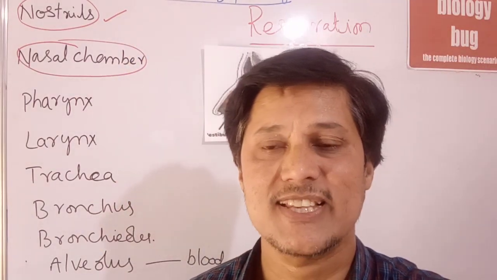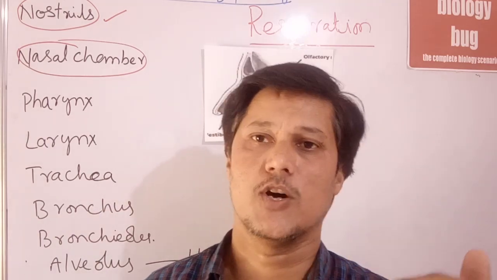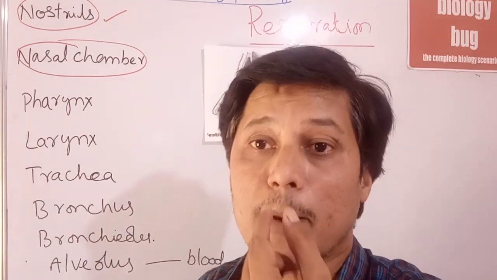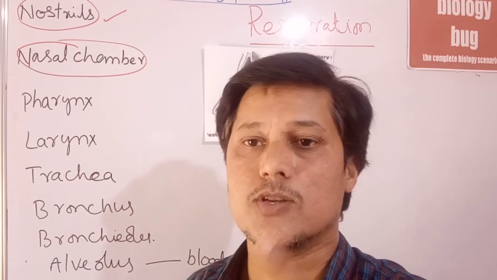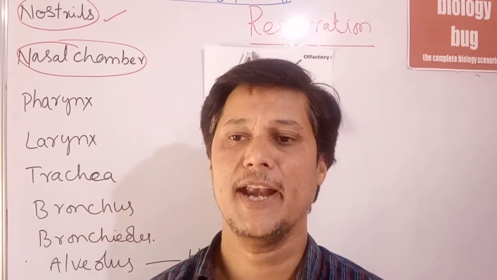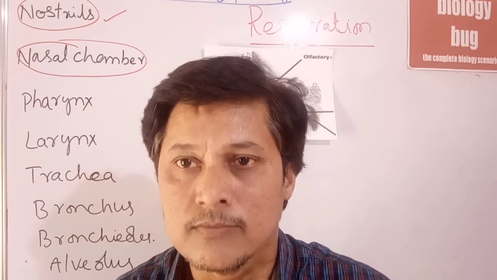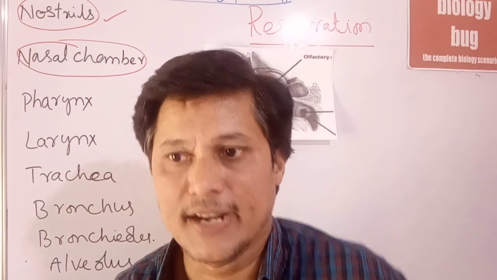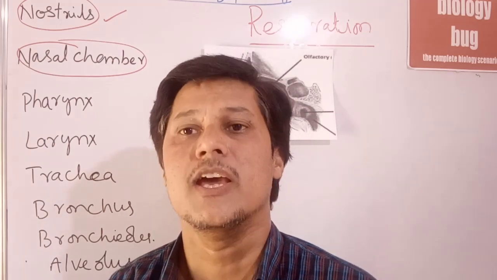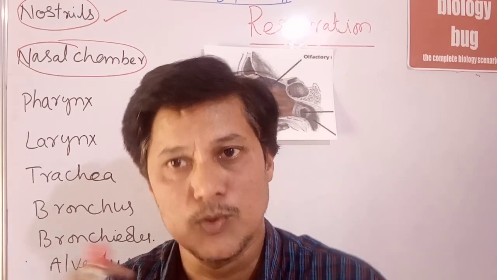The human respiratory system starts from the nostrils. We have one pair of nostrils. They are oval in shape and just above the upper lip. They are useful for entry and exit of air from the body and into the body.